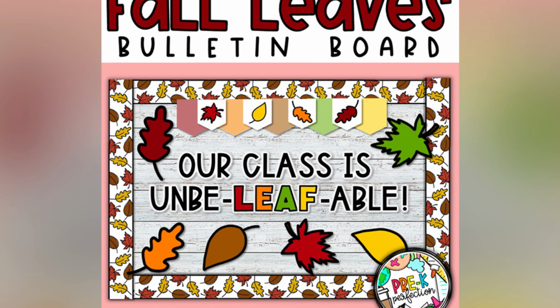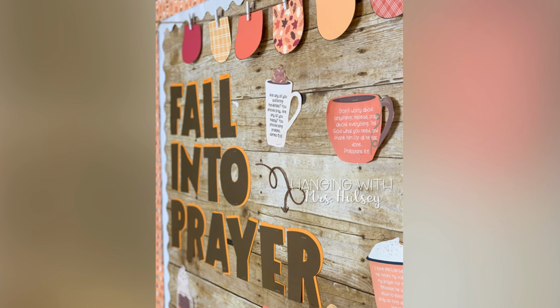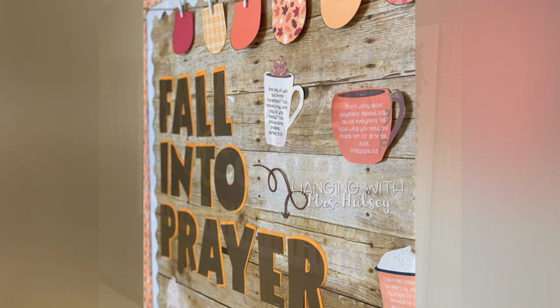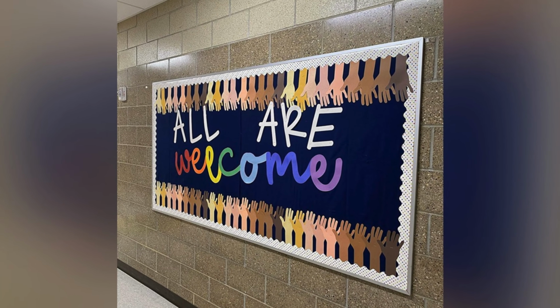Paper plate pumpkins. Use paper plates to create pumpkins for your board. Paint or color them orange, add green stems, and arrange them in a patch. This is an easy and cost-effective way to fill up your board with fall decor.